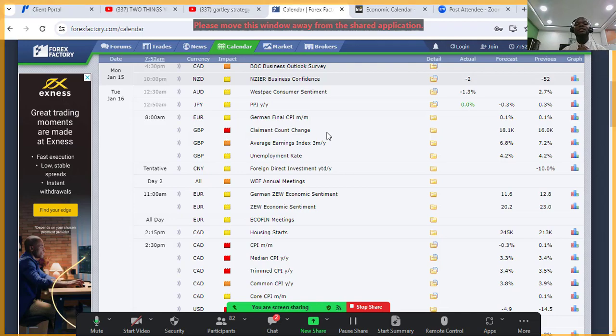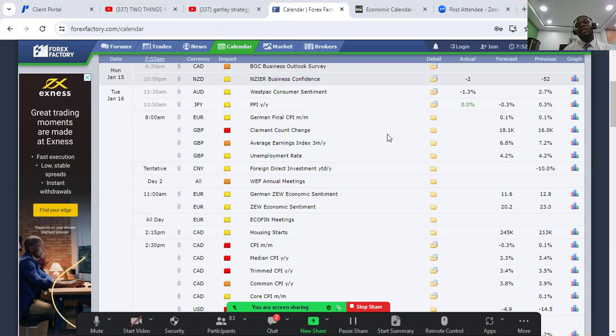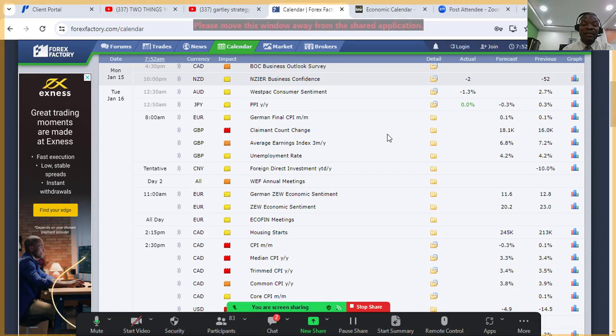Claimant count change is a way of knowing the total number of persons that are filing for unemployment benefits. If you are unemployed, that is when you file for unemployment benefits. So in other words, claimant count change in the UK is simply a way of knowing how many persons are unemployed. And of course, if you're unemployed, you file for unemployment benefits. So that is the value here.